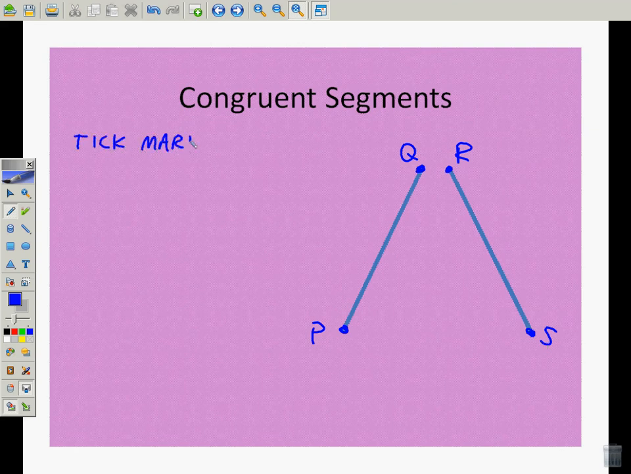Tick marks. I'm not talking about bugs here. I'm not talking about hiking. I'm talking about tick marks. Because what they're going to show us is that these two things are congruent by putting tick marks on them. Let me reiterate this for you. There's a tick mark. There's a tick mark. And because they both have one tick mark on them, they are both congruent. They're the same size.